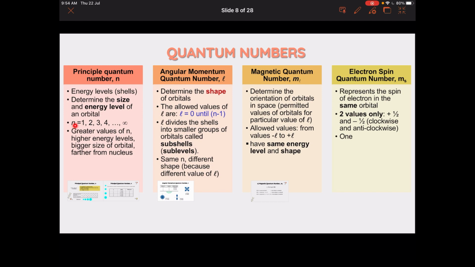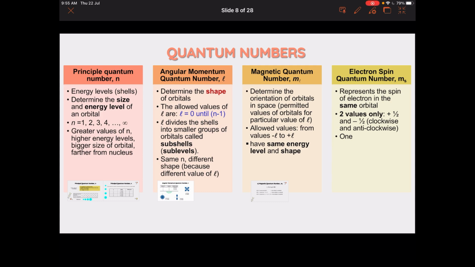The allowed values of n are positive integers starting from n equals 1 until n equals infinity. So the greater the value of n, the higher the energy level, the bigger the size of the orbital, and the farther the orbital from the nucleus.